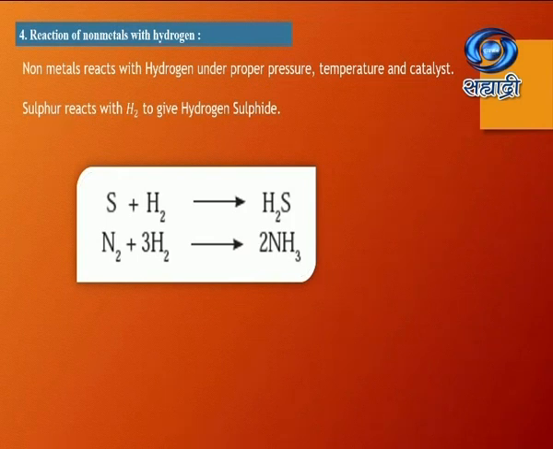Reaction of nonmetals with hydrogen. Nonmetals react with hydrogen under proper pressure, temperature and catalyst. Sulfur reacts with hydrogen to give hydrogen sulfide. Reaction: S plus H2 gives H2S. N2 plus 3H2 gives 2NH3.